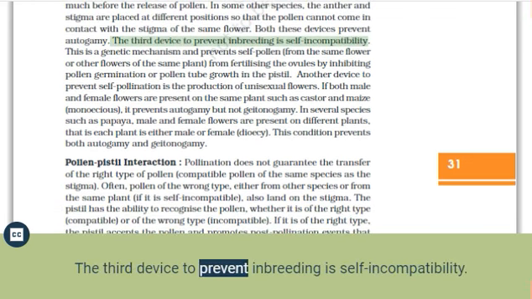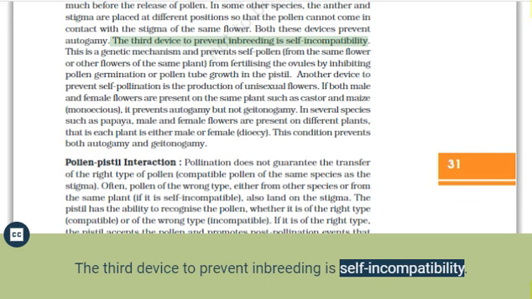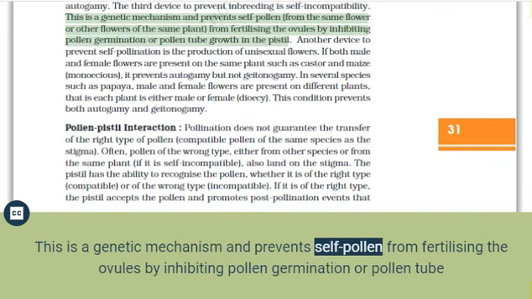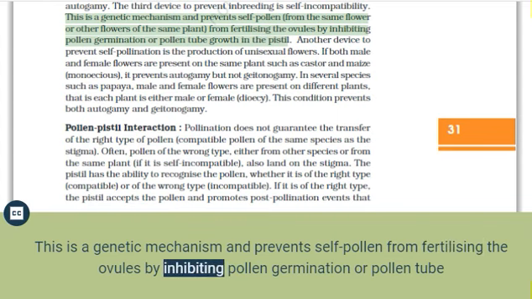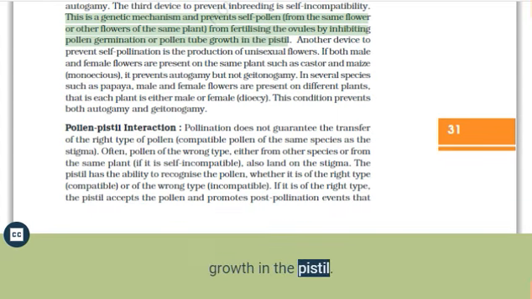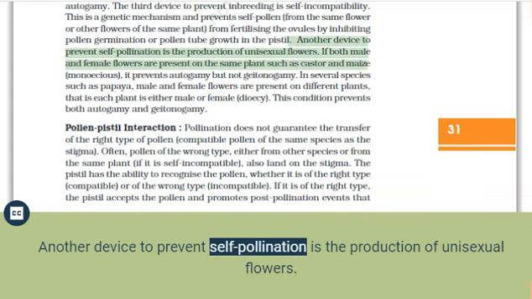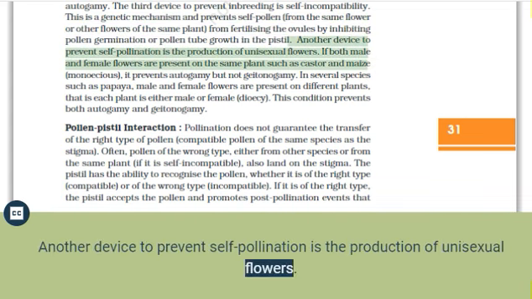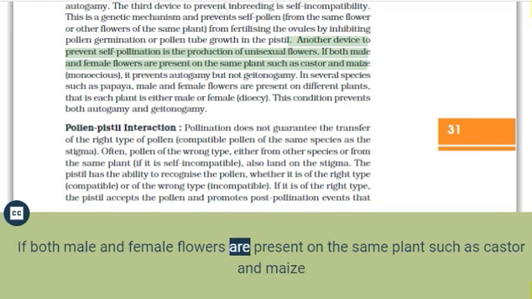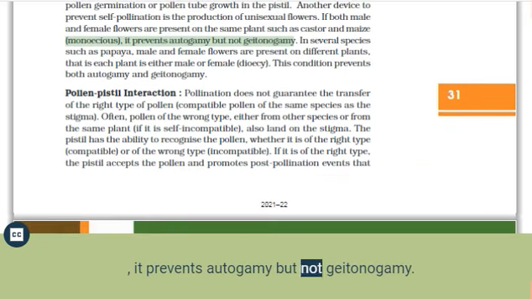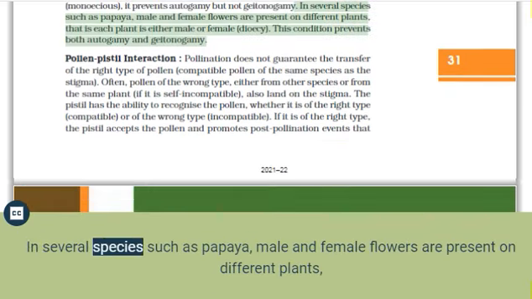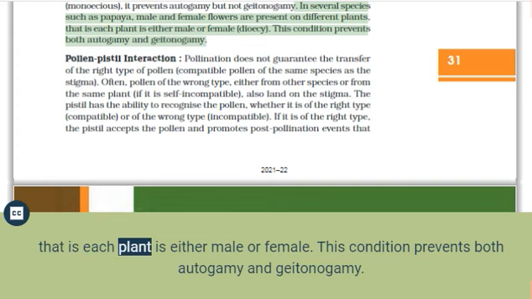The third device to prevent inbreeding is self-incompatibility. This is a genetic mechanism and prevents self-pollen from fertilizing the ovules by inhibiting pollen germination or pollen tube growth in the pistil. Another device to prevent self-pollination is the production of unisexual flowers. If both male and female flowers are present on the same plant, such as castor and maize, it prevents autogamy but not geitonogamy. In several species such as papaya, male and female flowers are present on different plants, that is, each plant is either male or female. This condition prevents both autogamy and geitonogamy.